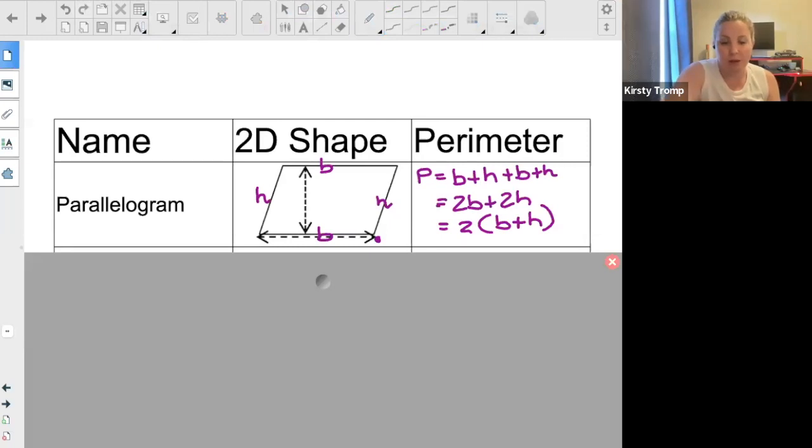Somebody is asking, where do we get the 2 from? So if we look at it, we've got base, height, base, height. There's 2 bases and there's 2 heights.